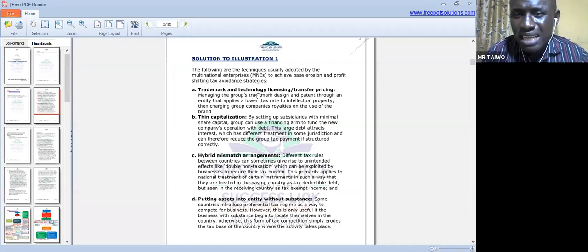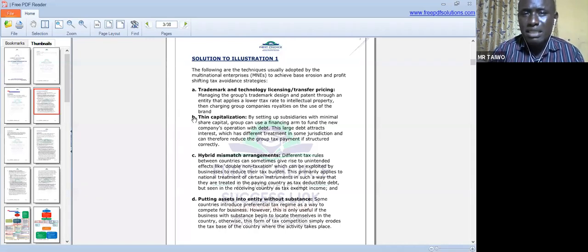Look at it: trademark and technology licensing, transfer pricing. Look at what they put in your pack. They said managing the group's trademark, design, and patent through an entity that applies a lower tax rate to intellectual property, then charging group companies royalty on the use of the brand. The way they charge will be arbitrary and uneven. It will not justify the cost that should be the usage of the brand by each of the divisions, based on what the company is looking at achieving. That simply means multinationals can use these techniques of trademark cost apportionment to reduce the tax liability in the country of choice. That is what we call trademark and technology licensing as a way of reducing the tax liability of multinationals.